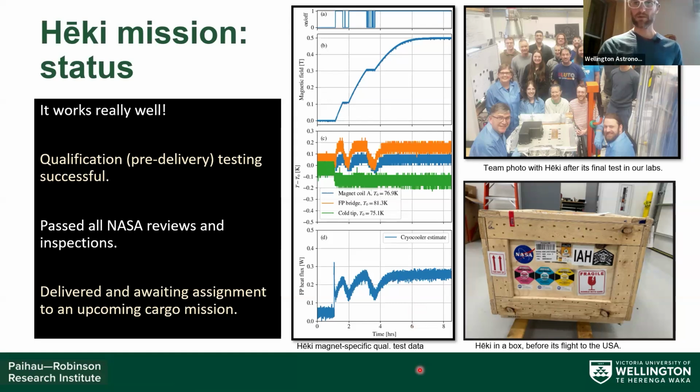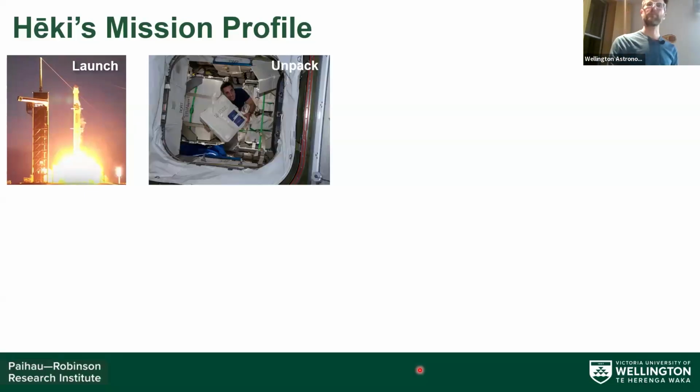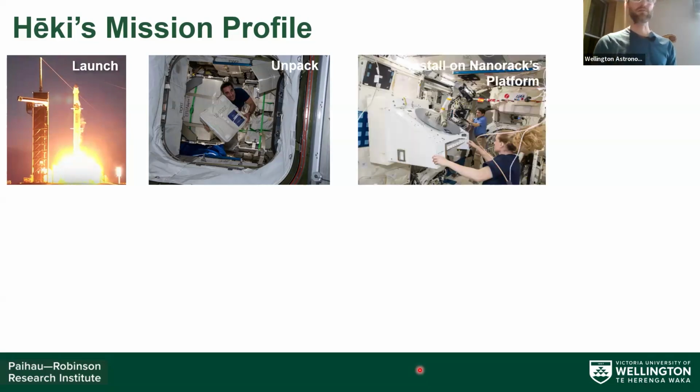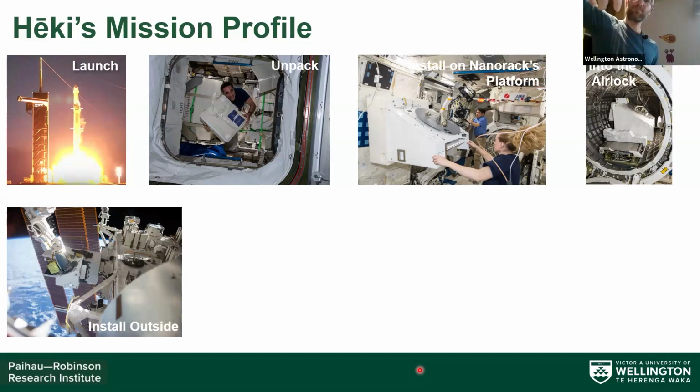So how it looks once we get to the next phase: we shoot up there, and it will be unpacked by the astronauts. It then gets installed on this NanoRacks platform, which you see on the outside of the Japanese experiment module. From there, it'll go into the airlock, and then a robot arm will come in and pick it out from the airlock, and then move it out and position it on the outside of the space station.